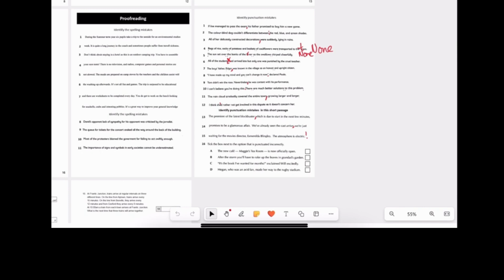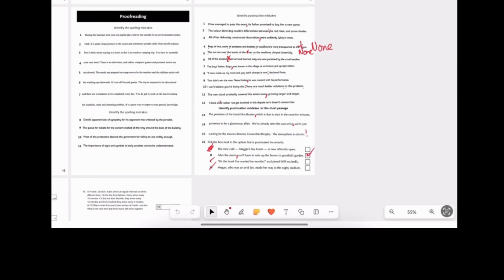Okay, so first we're going to look at what's correct. So here we know, well, A is correct. B could have a comma after the storm. C is correct and D is. So with that, the answer will be B.